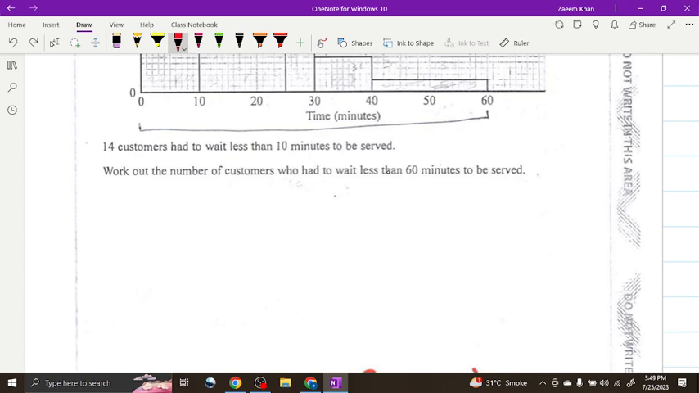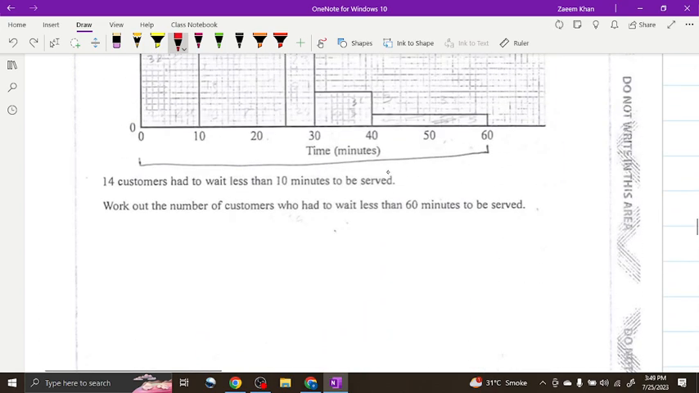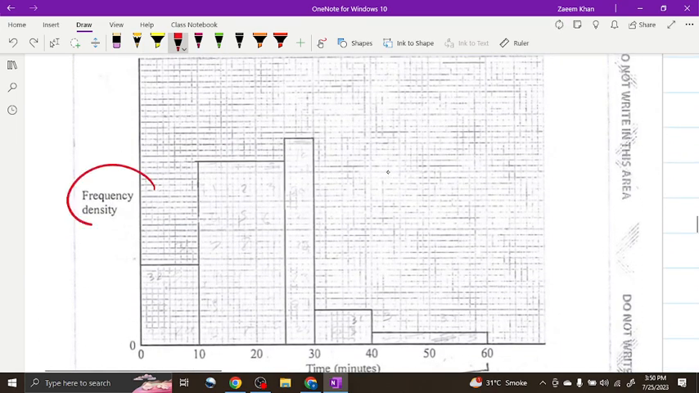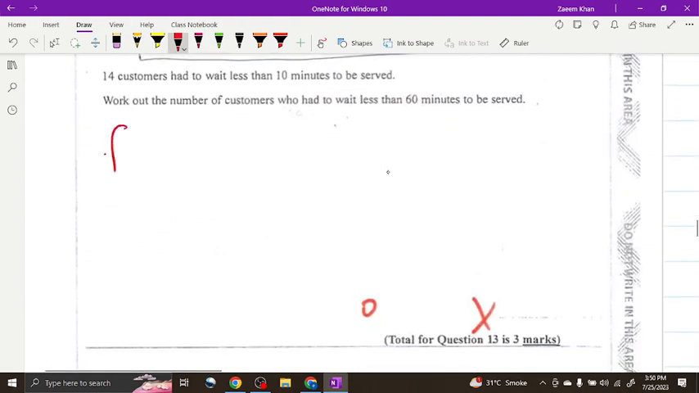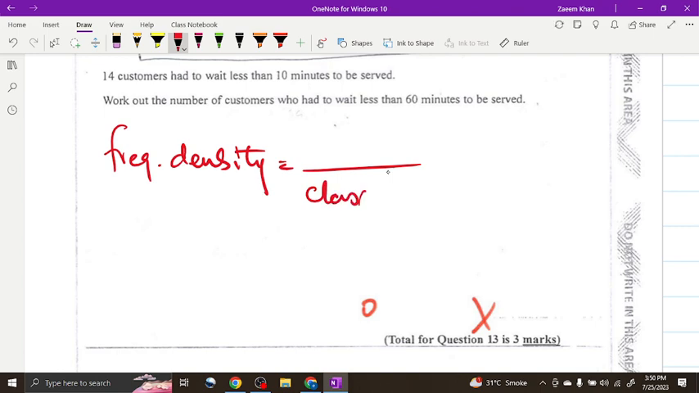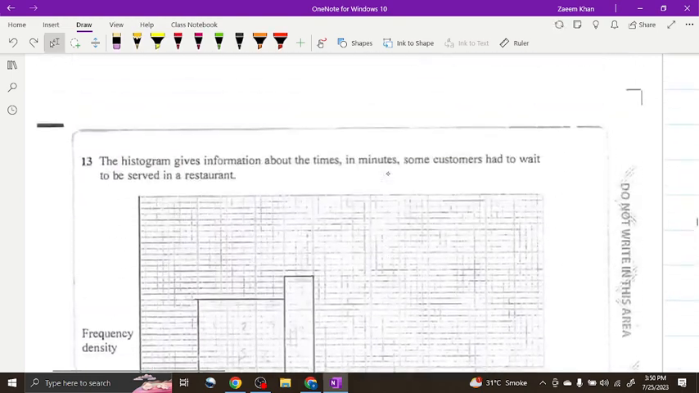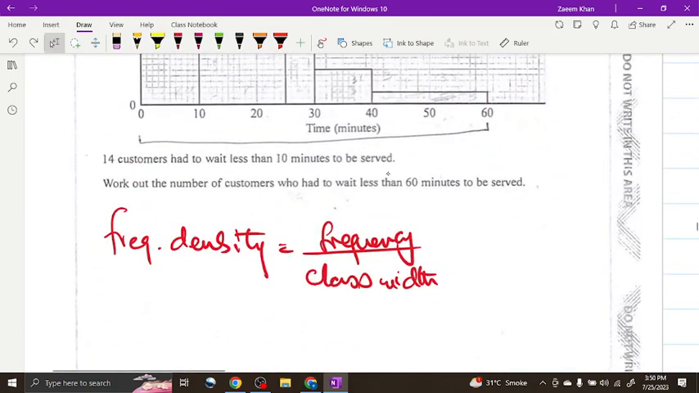14 customers had to wait less than 10 minutes to be served. Work out the number of customers who had to wait less than 60 minutes to be served. What's the formula for frequency density? Why am I using frequency density? Because the question says the graph is plotted against frequency density. Frequency density is equal to the frequency divided by class width. Why don't you write this down so that you remember it next time? This is question number 13. Frequency density is equal to frequency over class width.